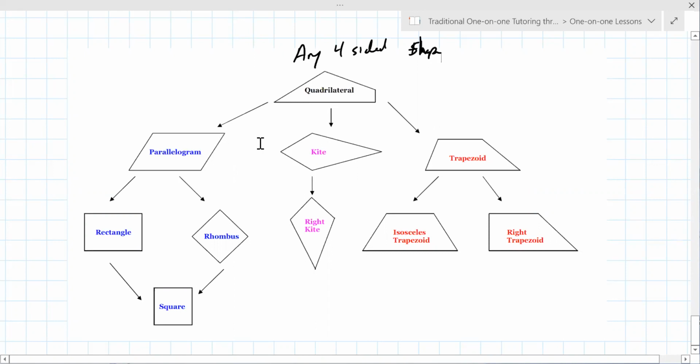This is the hierarchy. They inherit properties. A parallelogram has four sides. So does a kite. So does a trapezoid. A rhombus has four sides, but it has congruences. Okay, all right. That makes a lot more sense this time than last time.